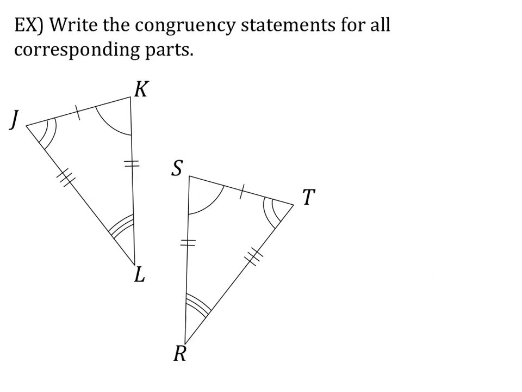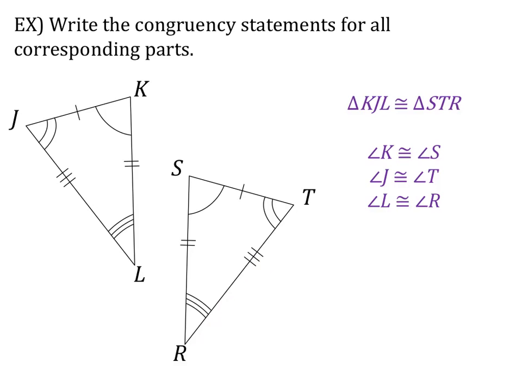Alright, now we're going to write the congruency statements for all the corresponding parts of these two triangles. The first thing I'm going to do is write my triangle congruency statement. I'm going to want to match my letters up. So I can say triangle KJL, so I went from 1 mark, 2 mark, 3 mark. Then I would have to say is congruent to triangle STR, 1 mark, 2 mark, 3 mark. So I write my congruency statement, triangle KJL is congruent to triangle STR, and then I also can write 3 congruency statements for each of the 3 angles, and then 3 congruency statements for each of the 3 sides.